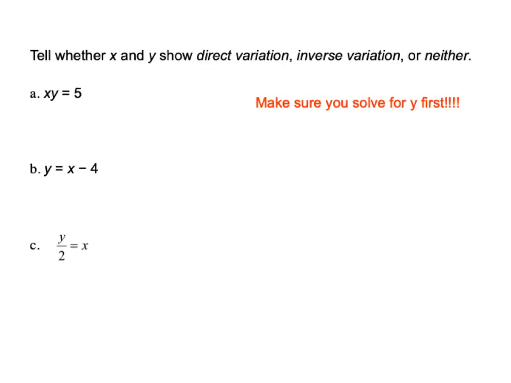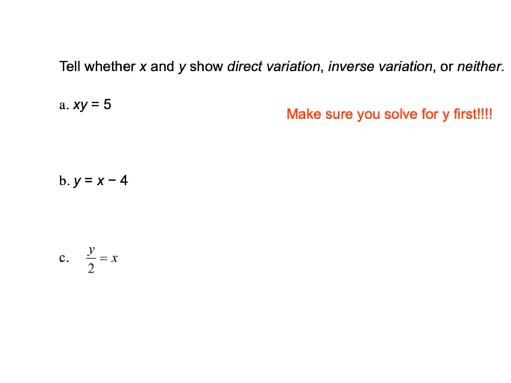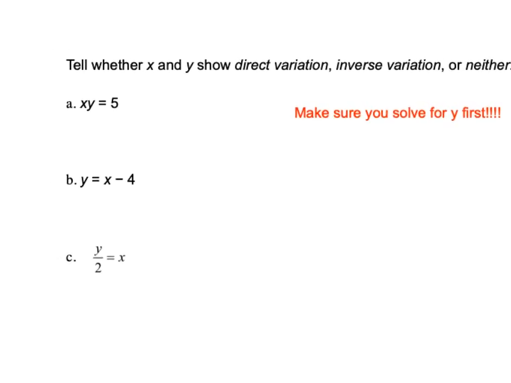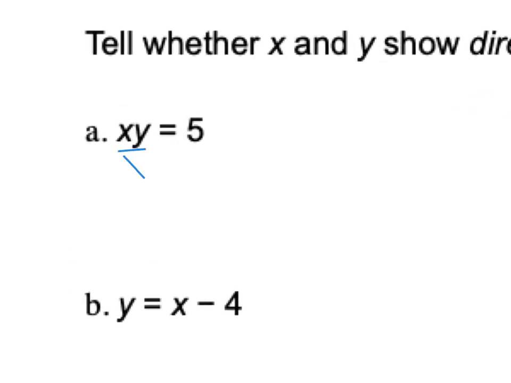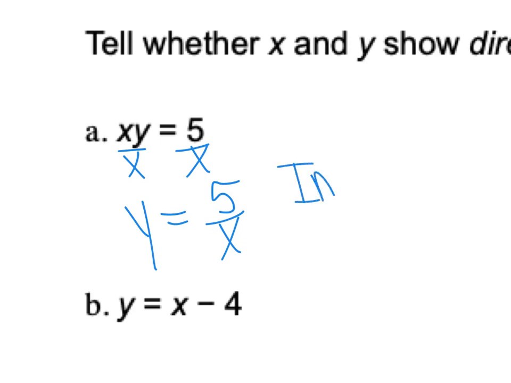Okay, so what we're going to do here is look at the equations and say, is this direct variation, inverse variation, or neither? Just like it says here, first thing we do is get y all by itself. So if I have x times y equals 5, first thing I'm going to do is divide by x on both sides. And I get y equals 5 divided by x. As I'm looking at that, I say, okay, I'm dividing by x, and that tells me I have an inverse variation.